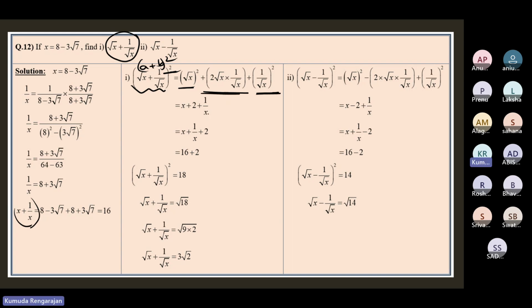So again, x plus 2 plus 1 by x. So it's nothing but x plus 1 by x plus 2. X plus 1 by x is already here, 16. So 16 plus 2, 18. Whole square is 18. So root x plus 1 by root x will be the square root of, like a square is 18. So a is equal to the square root of 18.